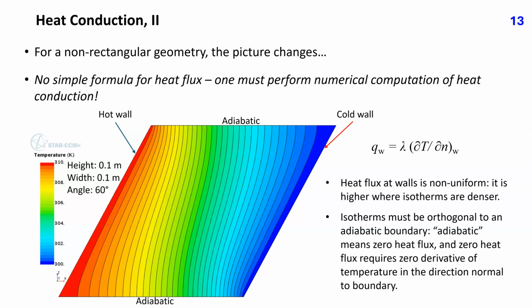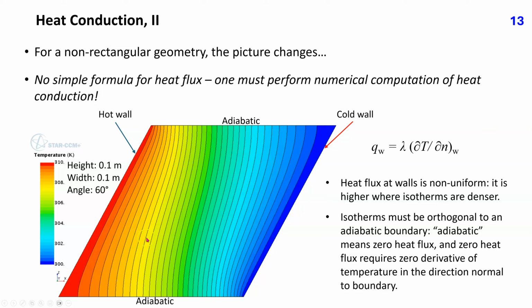For a non-rectangular geometry, the picture changes, as can be seen in this plot of temperature distribution. The isotherms are denser near these two corners and are further apart near these two corners. There is no simple formula for heat flux calculation in non-trivial geometries. One must perform numerical computation of heat conduction to obtain the heat flux at isothermal walls. The heat flux at walls is non-uniform. It is higher where isotherms are denser.